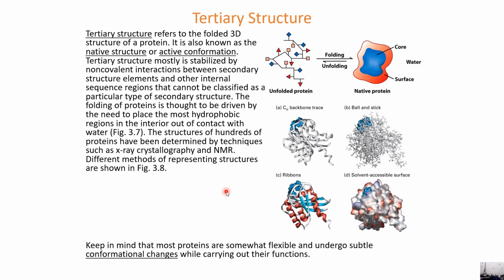As I was saying, why does the primary sequence determine the tertiary structure? Because if there are hydrophobic amino acids in the sequence, which is obviously dictated by the primary level of structure, those hydrophobic regions should not be in contact with water. During the folding, they should be taken inside, into the interior of the protein. Now the structures of hundreds of proteins have been determined by techniques such as X-ray crystallography and NMR, and different methods of representing structures are shown over here.